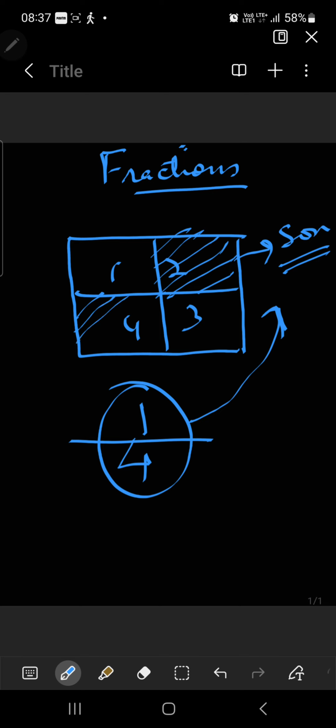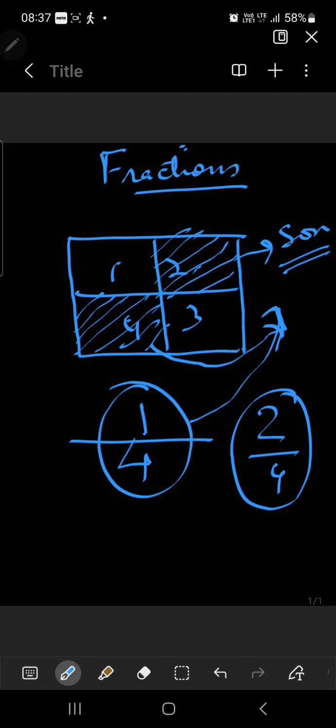Similarly, if we give this portion also to this son, then 2 parts out of 4 are given to this son. So your fraction will become 2 by 4. Understood?